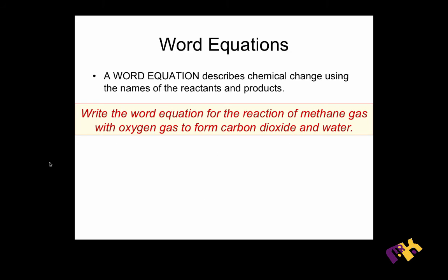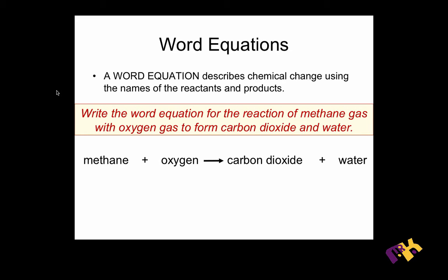Right, so if you want to write the word equation for the reaction of methane gas with oxygen gas to form carbon dioxide and water, a side note: this is a combustion reaction because we're taking a hydrocarbon fuel source and combining it with oxygen and producing carbon dioxide and water. Every single combustion reaction, provided it's complete combustion, will run in this format: a fuel source plus oxygen yielding carbon dioxide and water. So methane and oxygen are going to be our reactants, and carbon dioxide and water are going to be our products.